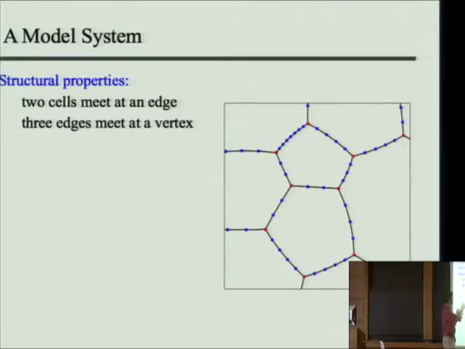So it's a regular cell complex. We have two cells meeting at an edge. I'm also occasionally going to call this a boundary. We have three of these edges meeting at a vertex, which is sometimes also referred to as a triple point.